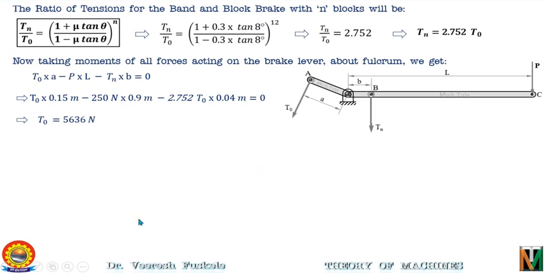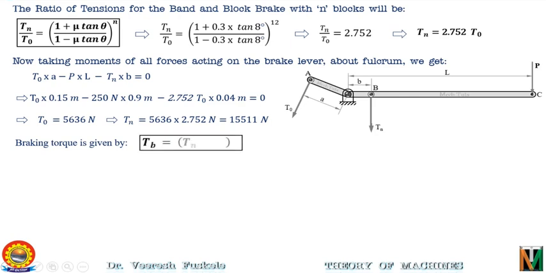Substituting this value of T0 in this equation, we can get Tn as 5636 into 2.752. This will give us Tn as 15511 newtons. Now, having calculated the values of T0 and Tn, we can calculate the braking torque as Tb is equal to Tn minus T0 into R, where R is the effective radius of the band and is given as R is equal to Rd plus t. That is, Rd is given as 0.3 and thickness of the block is given as 0.075. Therefore, R is equal to 0.375 meters.